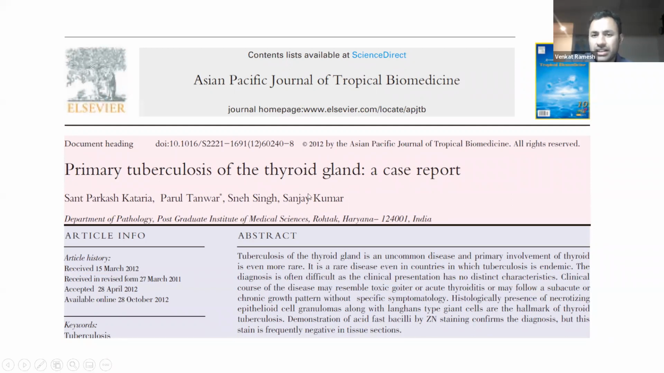But it is something that we very rarely see. It is a diagnosis that I think we would have seen maybe 2 cases in the last 10 years. So it's very rare, tuberculosis of the thyroid gland. But again, because we see so much of TB, we have seen at least 2 cases in the last decade. It may resemble toxic goiter or acute thyroiditis, or may follow a subacute or chronic pattern. Necrotizing epithelioid cell granulomas, Langhans type giant cells, and demonstration of acid-fast bacilli by Ziehl-Neelsen staining confirm the diagnosis. But again, this is frequently negative.